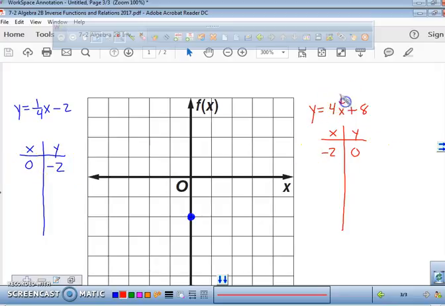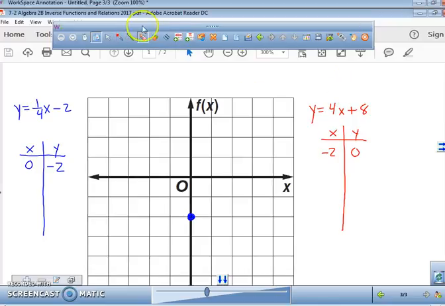Does it work if I plug in a negative 2 right there? 4 times negative 2 is a negative 8. What's negative 8 plus 8? 0. It works. Cool. All right.